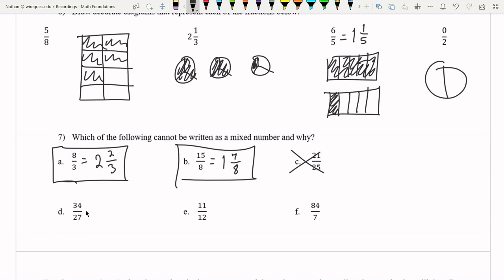This one can, it's improper. We're going to be 1 7/27. This one cannot. It's a proper fraction.